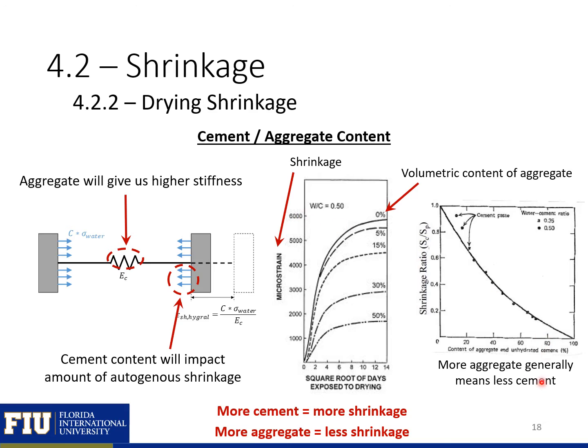We can see the same thing here on the right plot, where we have more aggregate, generally meaning less cement, and more aggregate meaning less shrinkage. So if we have a smaller content of aggregate and unhydrated cement, we'll have a larger shrinkage. A larger amount of aggregate will decrease our shrinkage. So more cement equals more shrinkage, more aggregate equals less shrinkage, and normally more aggregate means less cement.